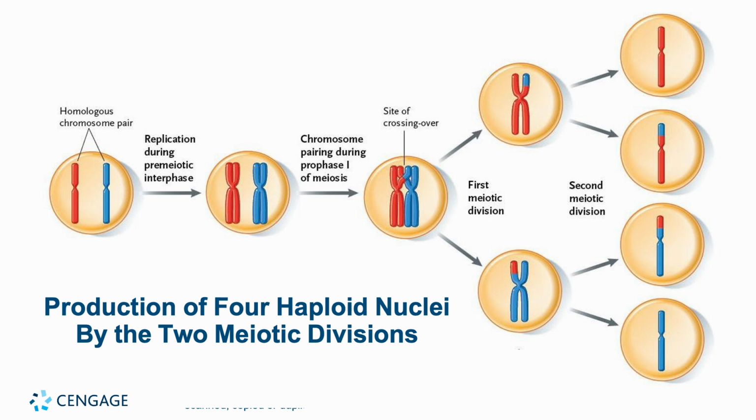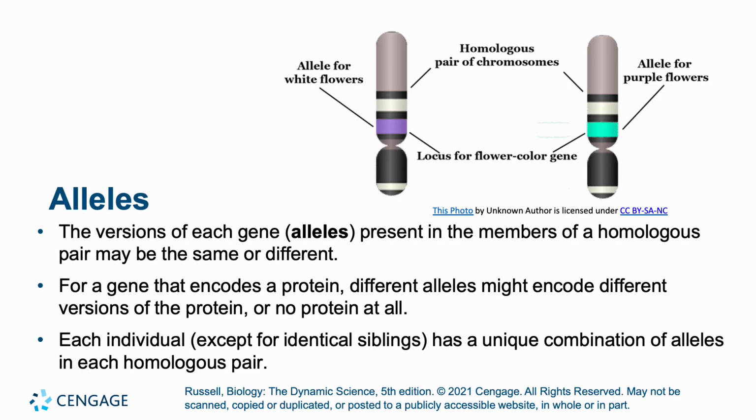Okay, so let's proceed. Now, before we learn about the different stages of meiosis, it is imperative that we learn about alleles. So what are alleles? According to these, the alleles are the versions of each gene present in the members of a homologous pair that may be the same or different. So what this is just saying is that alleles are the alternate versions of a gene. So for example, we have a pair of homologous chromosomes here. When we say homologous, that means they are similar.